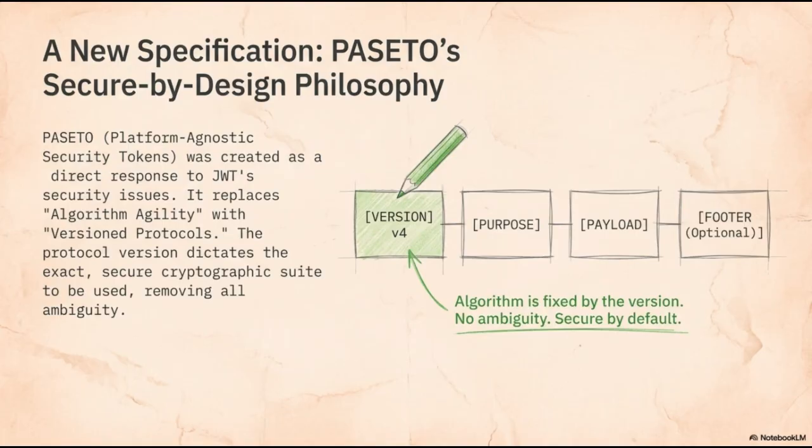PASETO eliminates that risk. As you can see in the diagram, every token begins with a version. In this example, version 4. That version dictates the exact secure cryptographic suite to be used. Because the algorithm is fixed by the version, there's no ambiguity and no room for a developer to accidentally choose an insecure configuration. It's built to be secure by default.